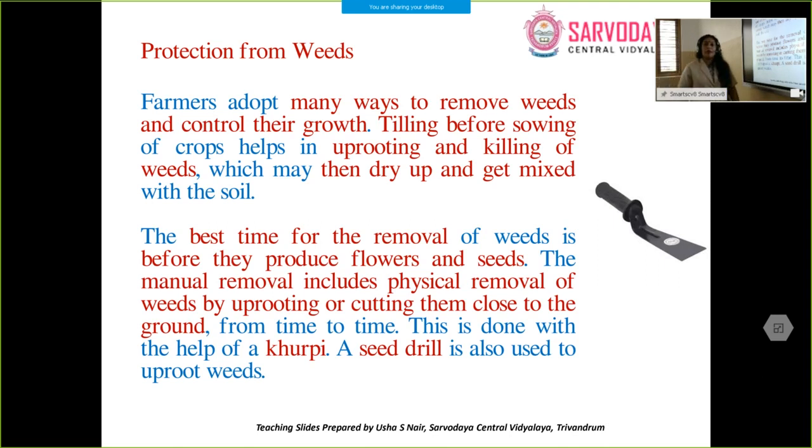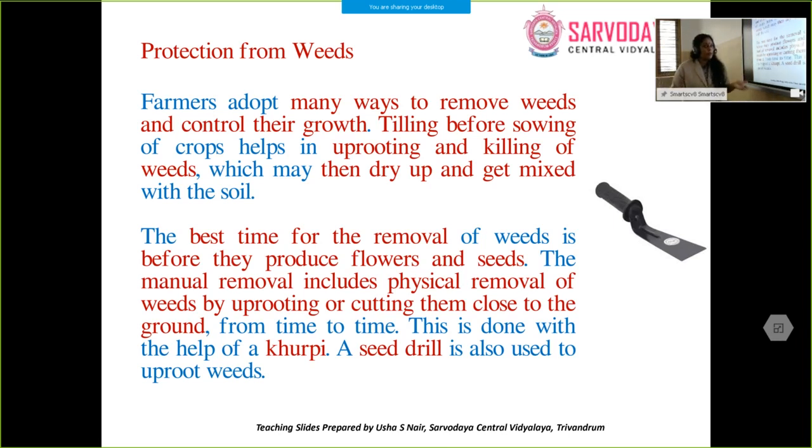I know so many of you must be laughing. Kurpi? You just have to know the spelling. You don't have to worry about the pronunciation. Okay, kurpi. So the cutting or uprooting close to the ground is done from time to time with the help of a tool called kurpi. I can see people smiling. Then, not only manually, a seed drill is also used to uproot the weeds. Okay, so I'll just repeat what I have taught here.